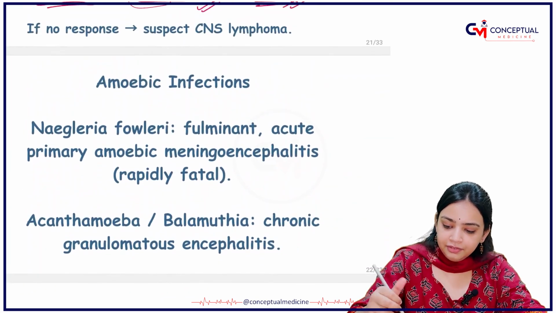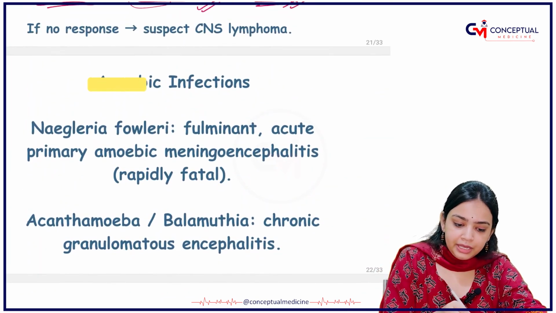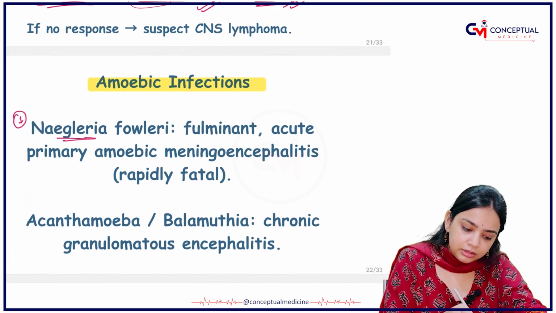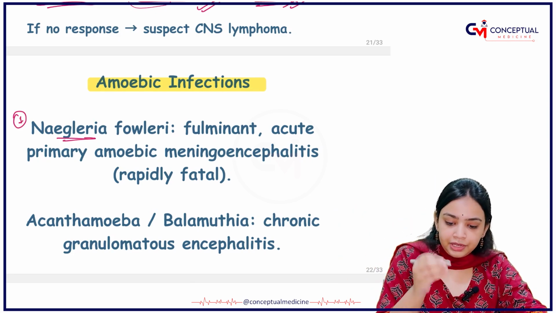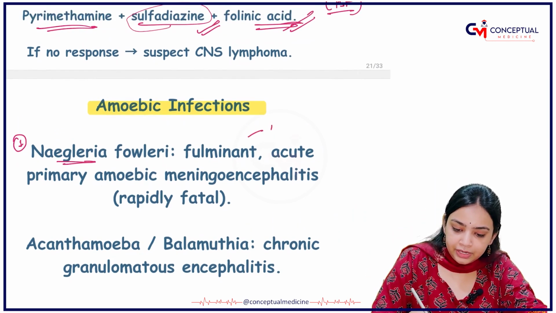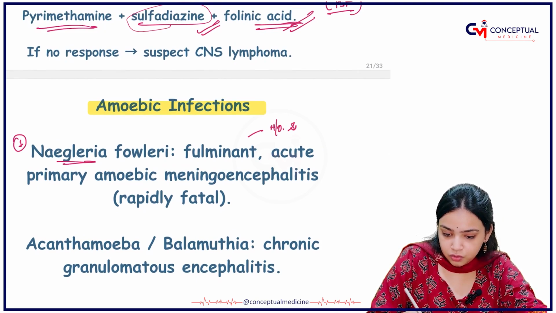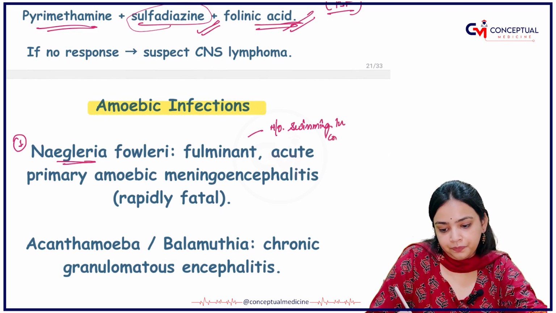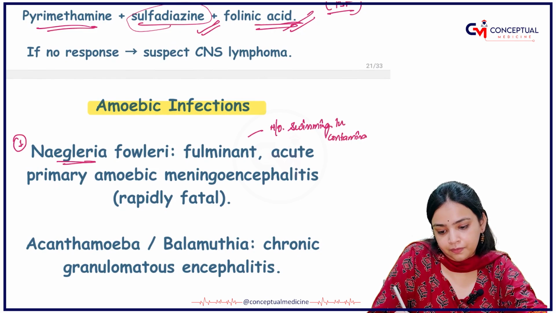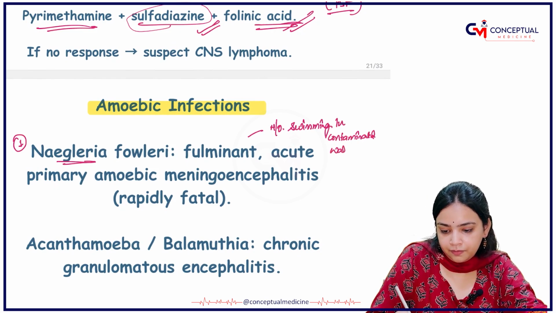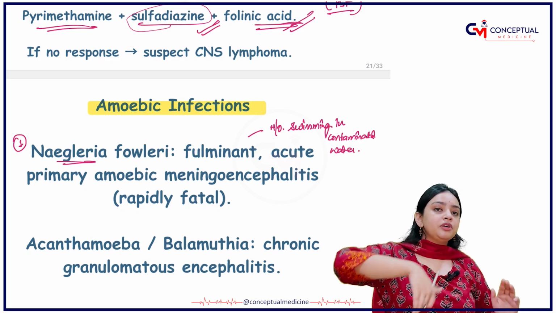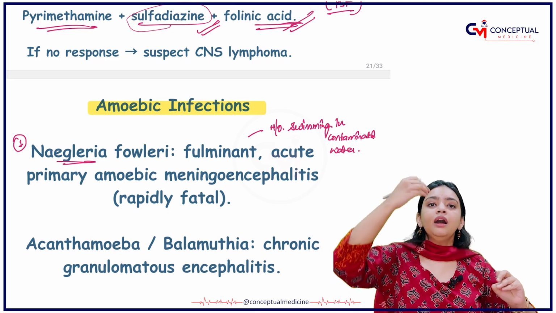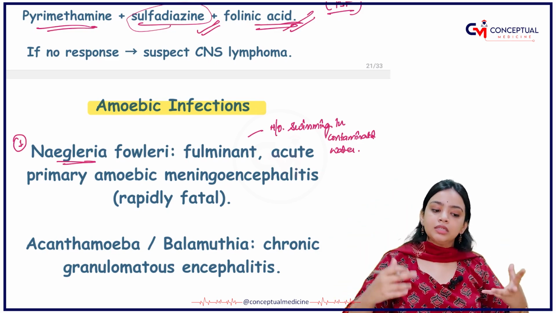Then next we will be studying your amoebic infections. The first amoebic infection that you have is the Encephalitis. What happens is they will give you a history of the person swimming in contaminated water. So when the person swims in the contaminated water, via his nasal route this amoeba goes into the brain and causes the disease.